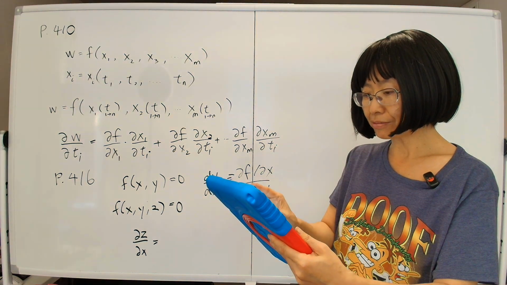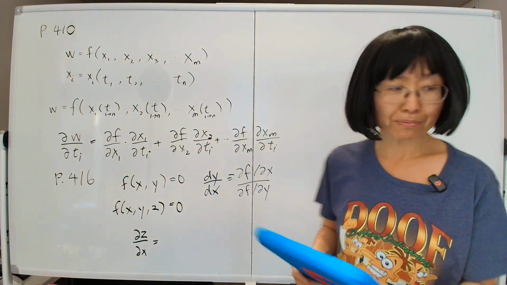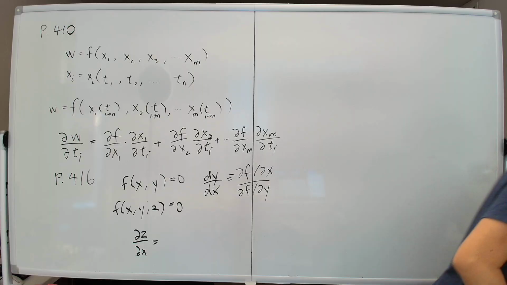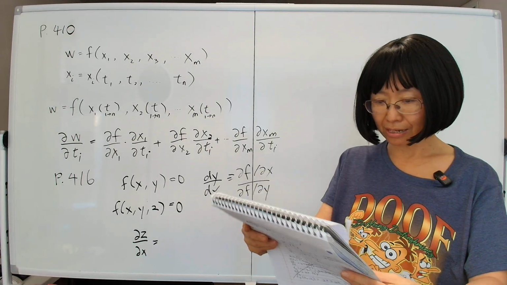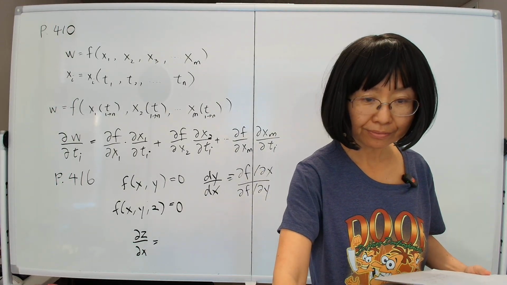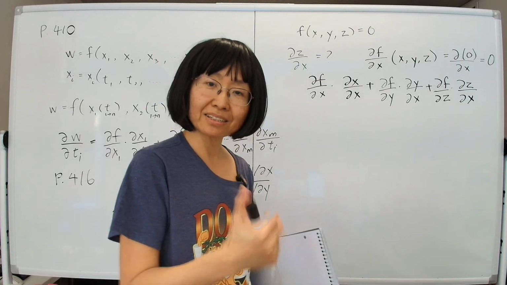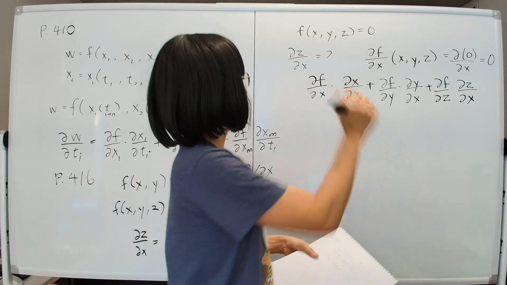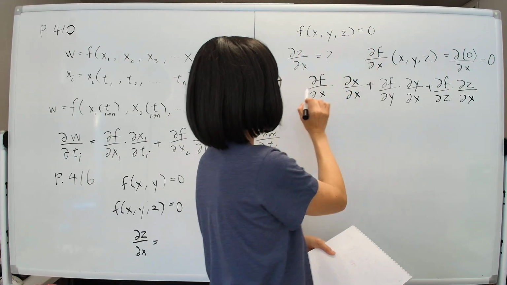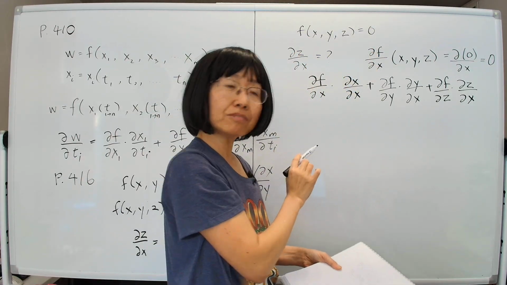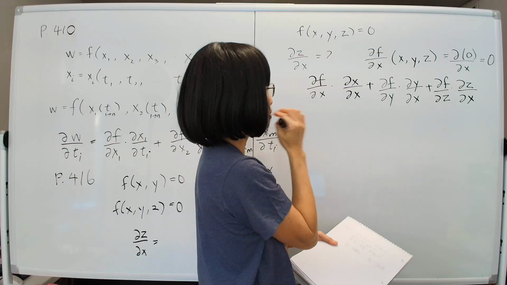Now, what about the one with 3 variables? The book has skipped that, so I decided to write it down. Let me find it. To apply the exact same trick as the previous proof, we know that f of x, y, z equals 0, and we're looking for partial z over partial x. Now, how will we do that?